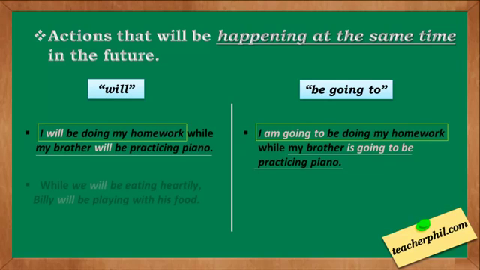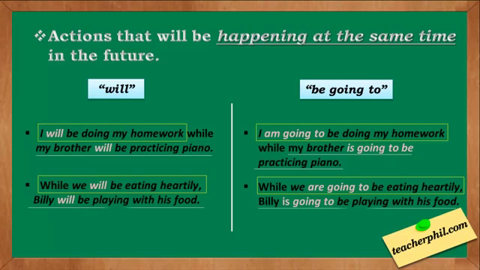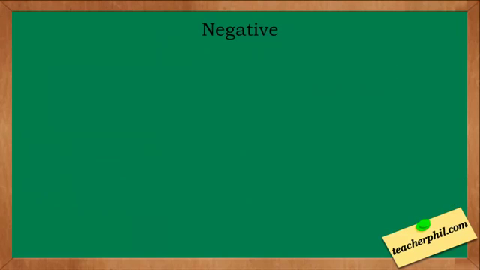Another example: while we will be eating heartily, Billy will be playing with his food. Or, while we're going to be eating heartily, Billy is going to be playing with his food. While we will be eating heartily, or while we're going to be eating heartily, will happen at the same time with Billy will be playing with his food. That's why both of them are also in their future progressive forms.